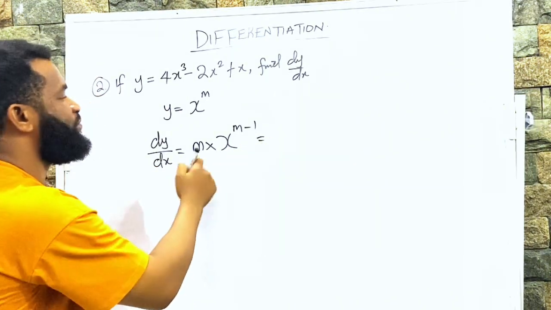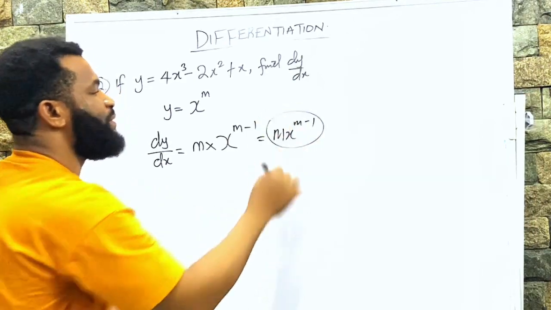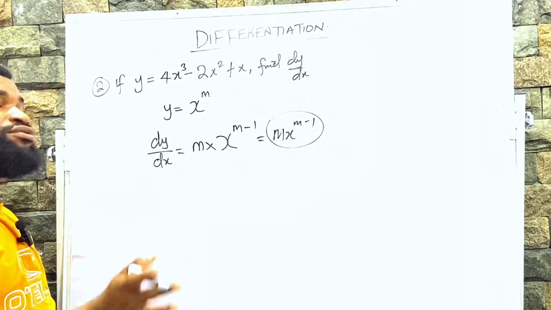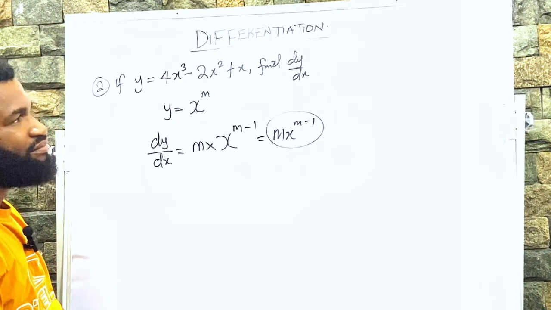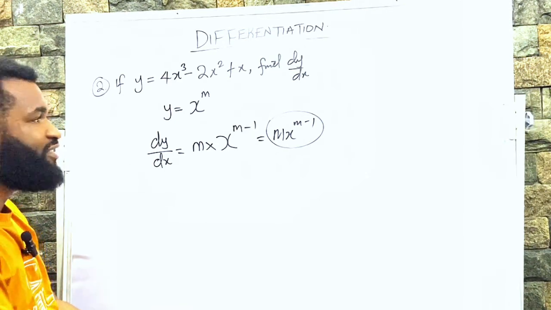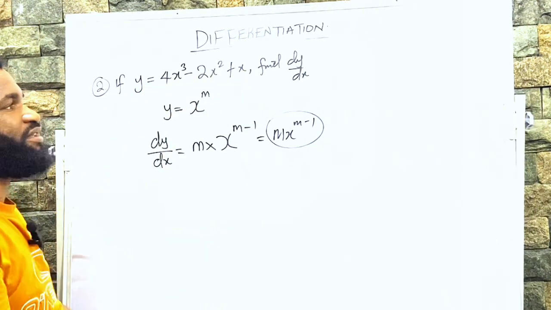So at the end, you now have m x raised to power m minus 1. This is the pattern, and this pattern applies to all of them. Remember, mathematics is pattern. It's just pattern. Now, how can this pattern be used to apply on this expression?